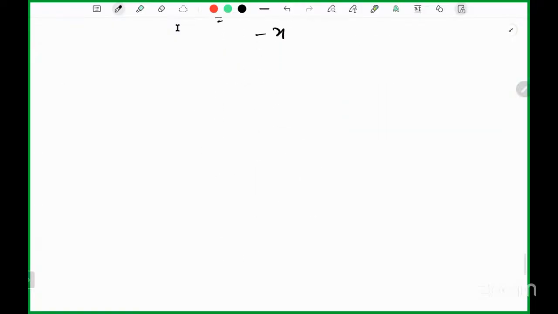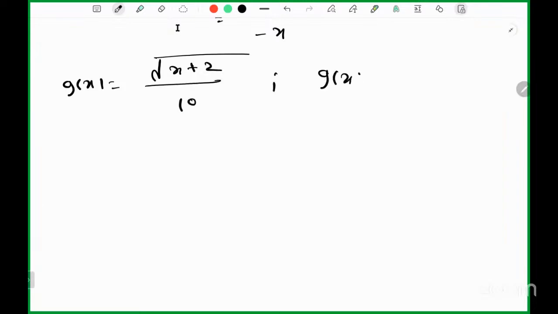So that means you can take g of x to be equal to under the root of x plus 2 upon 10. And you can take g of x to be equal to 3 upon under the root of x plus 3. These two options are correct. I just discussed it. You can just go and check the recordings, okay?